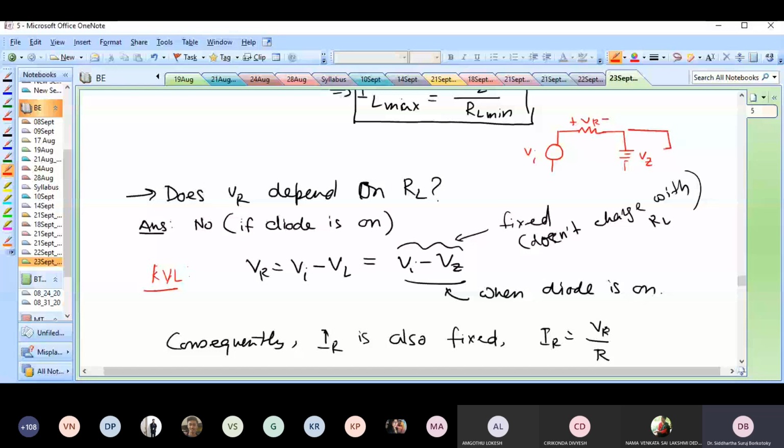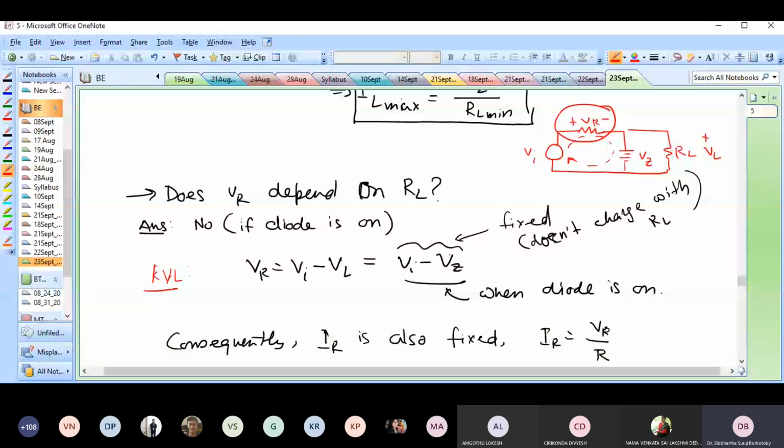So what is VR? You just apply KVL in either this loop or the outer loop. So let's take this loop and apply KVL. Then VR is just VI minus VZ. VR is VI minus VZ because the diode is conducting. Then there is no dependence on the load. So no matter what load you use, as long as you are able to keep the Zener diode on, the voltage across R is just fixed at VI minus VZ. So it will not change with the load.